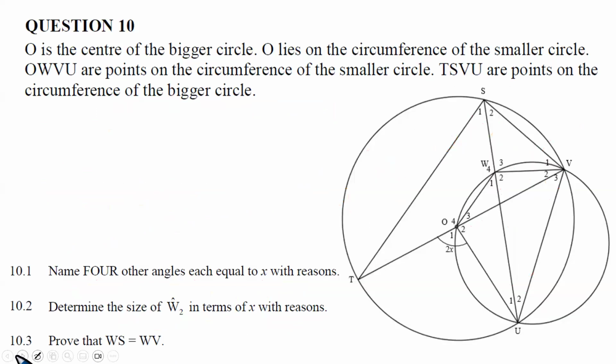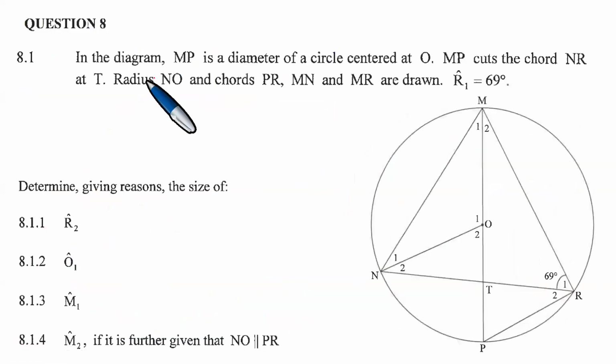Right, here's something easy. In the diagram, MP is the diameter of a circle centered at O. O is the center. MP cuts the chord NR at T. Radius OR, and chords PR and MR are drawn. The angle R1 is 69 degrees. Determine, giving reasons, the size of the angle R2.